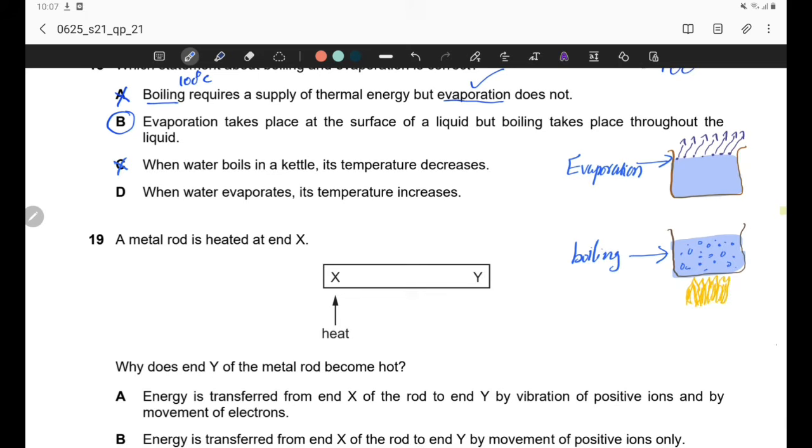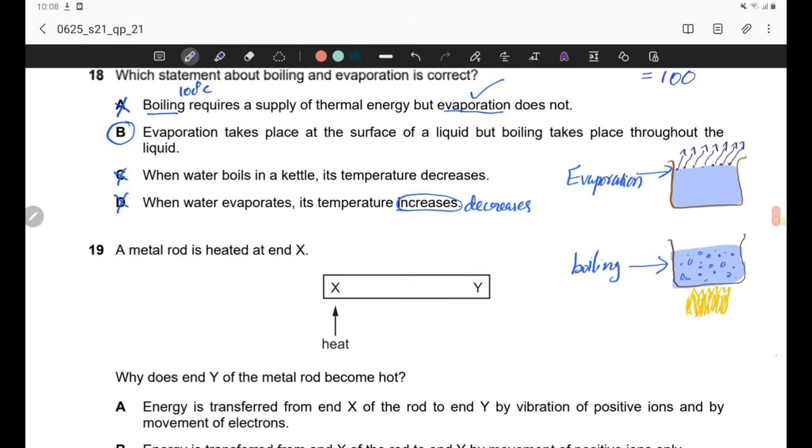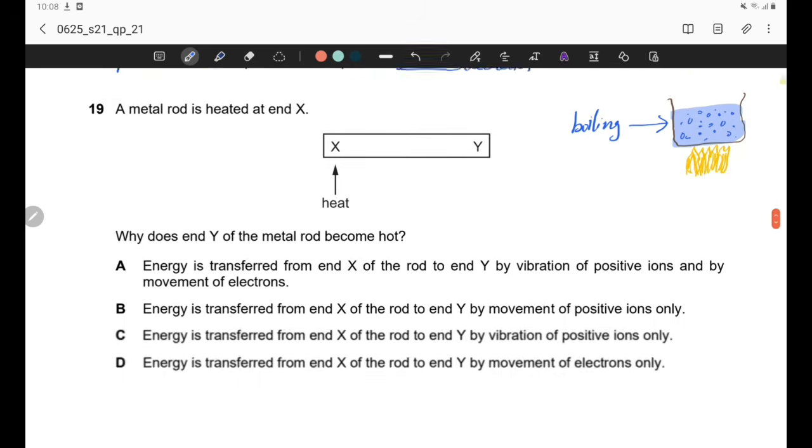Option D says when water evaporates, its temperature increases. That is also wrong, because when the molecules escape, the high energy molecules are escaping. So the average temperature of the liquid will drop. So instead of increases, it decreases. The remaining liquid temperature will decrease. So the only correct answer is option B.